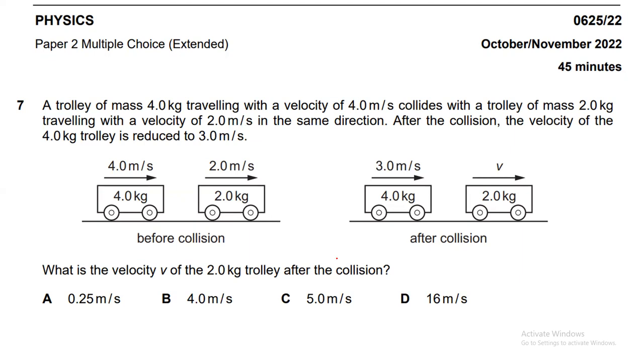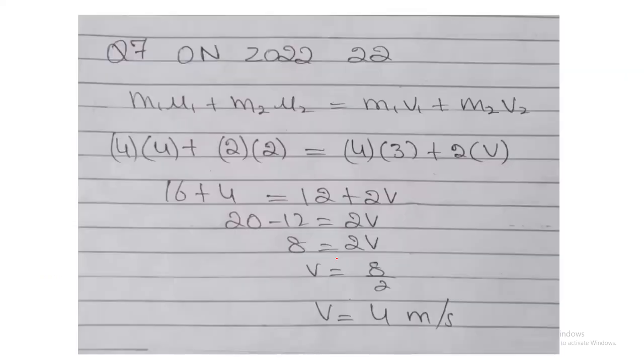So the momentum before the collision is equal to the momentum after the collision. So m1 u1 plus m2 u2 will be equal to m1 v1 plus m2 v2. So you will have 4 into 4 plus 2 into 2, and that is equal to 4 into 3 plus 2 into v. So that is 16 plus 4 is equals to 12 plus 2v. 20 minus 12 is equals to 2v. So you will have 8 divided by 2, and that will be 4. So the v is 4 meter per second.